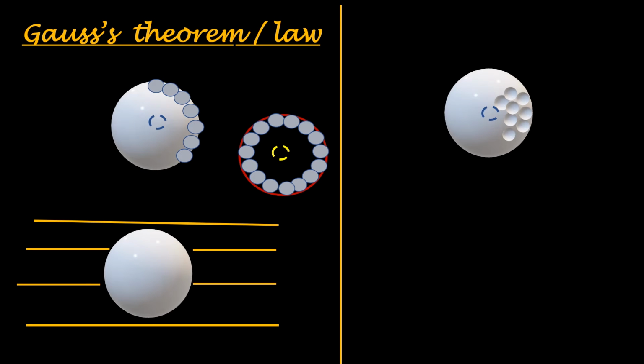In this video, we will discuss Gauss theorem or Gauss law as it is known. This law helps to calculate electric flux out of a closed surface enclosing charge. The closed surface can be of any shape. We will select here a sphere. This is a sphere, a closed surface enclosing charge. This is the charge inside it.